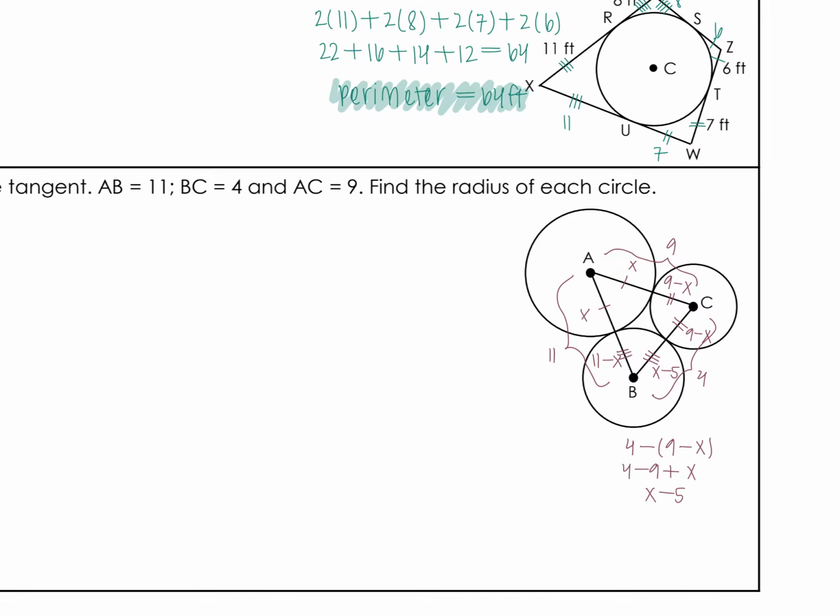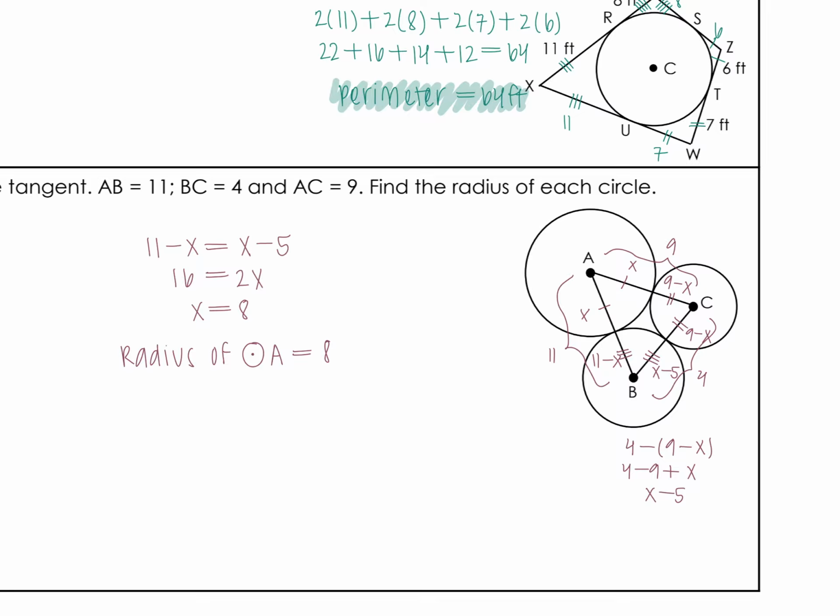Okay, so starting off, we'll have that 11 minus X is going to be equal to that X minus 5. Okay, when I solve for X, I'm going to add that X to the other side. So I'll get 2X over here. I'm going to add that 5 over, and I'm going to get 16. And so that's going to give me X is going to be equal to 8. Okay, and so the radius of my circle A is going to be equal to 8.